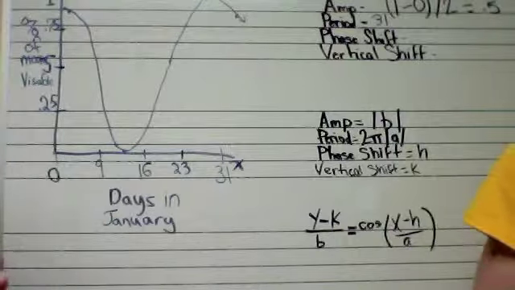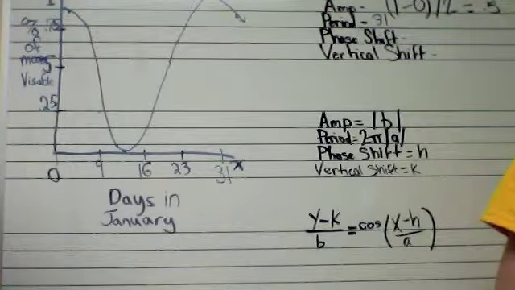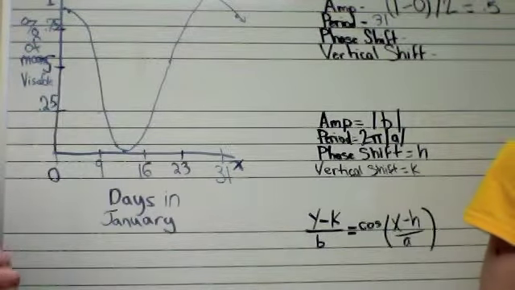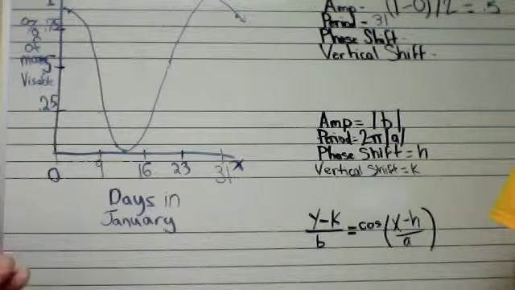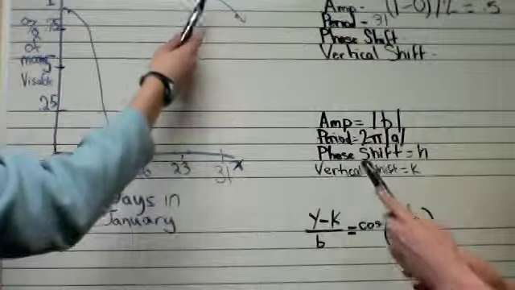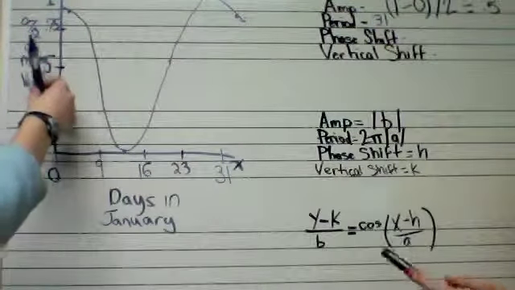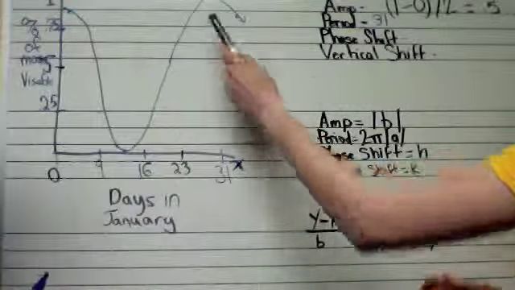The phase shift is how much the graph moved horizontally from the original cosine graph. So the top of the point used to be 1, but now it is at 27, so the phase shift is 27. So it used to be at the 1 right here, and it's shifted over to 27.